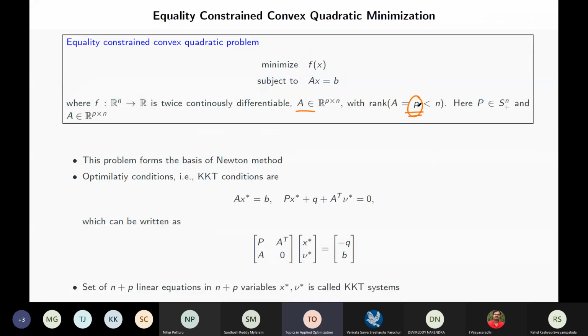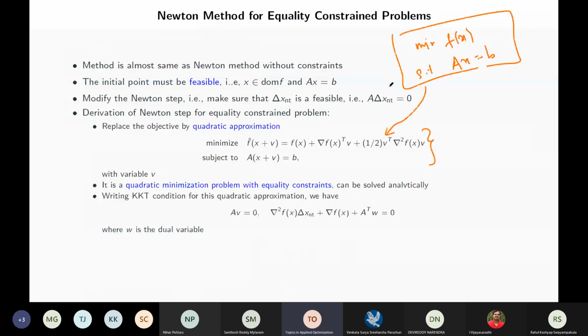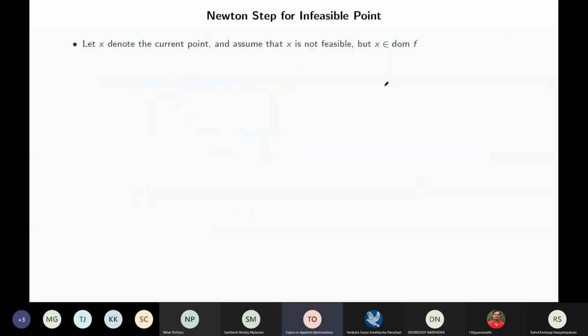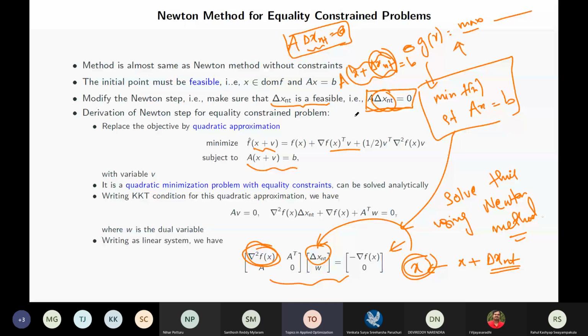So A is like p less than n. OK, so A looks something like this, right? So in this case it's possible for me to find a non-zero null space. OK, so that's for this problem. If it is full rank, then we have already seen a previous example where we can write the KKT conditions again. So there it's fine. But this is the specific case where you have A, which is rectangular.